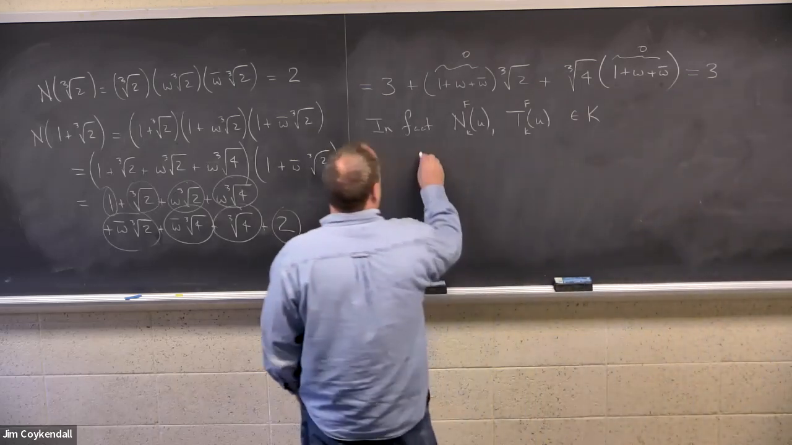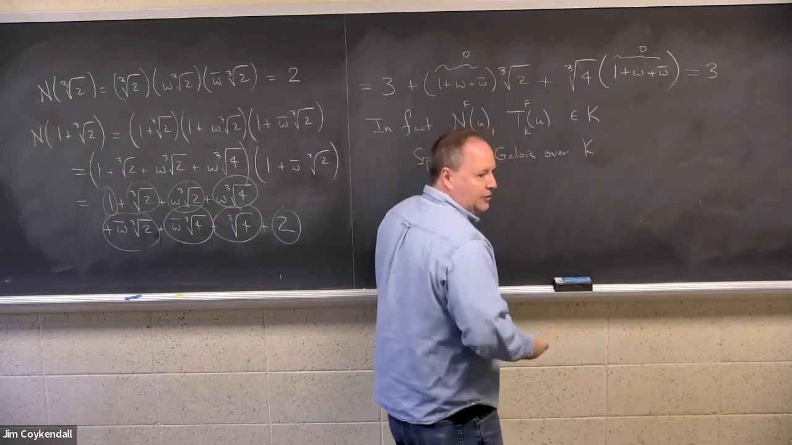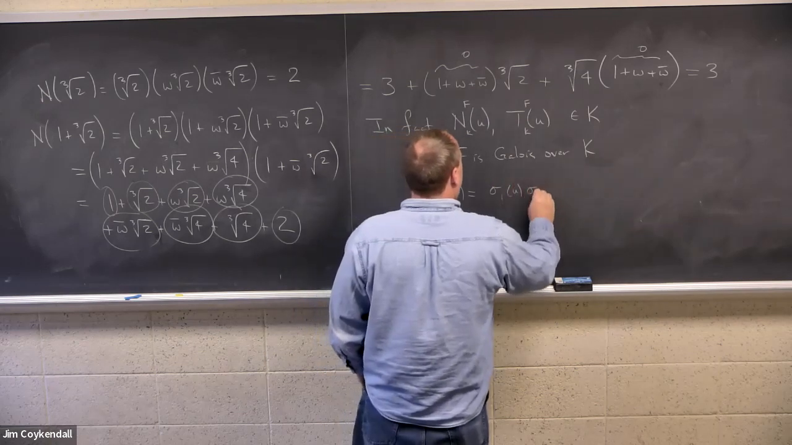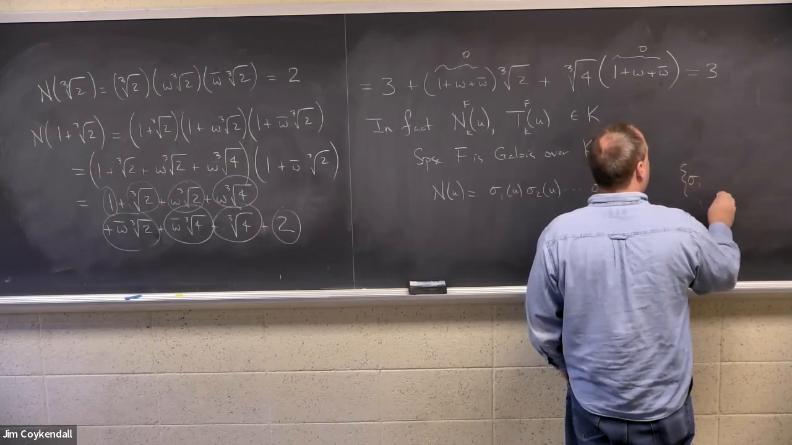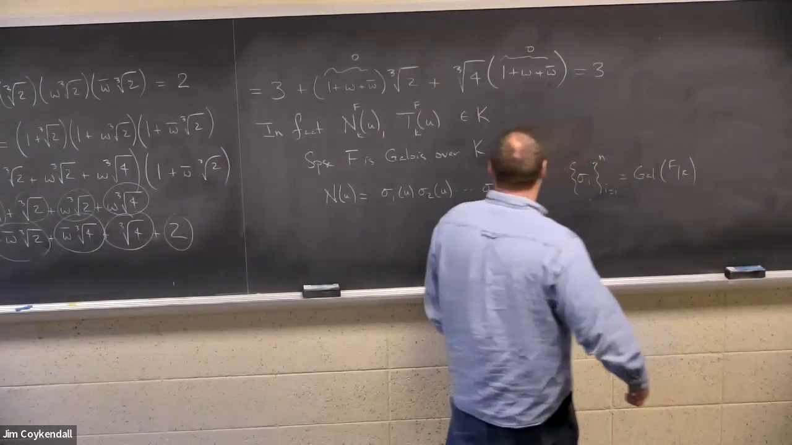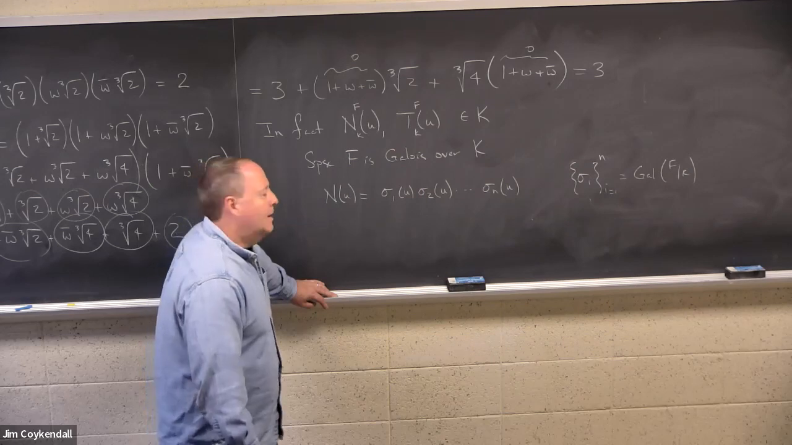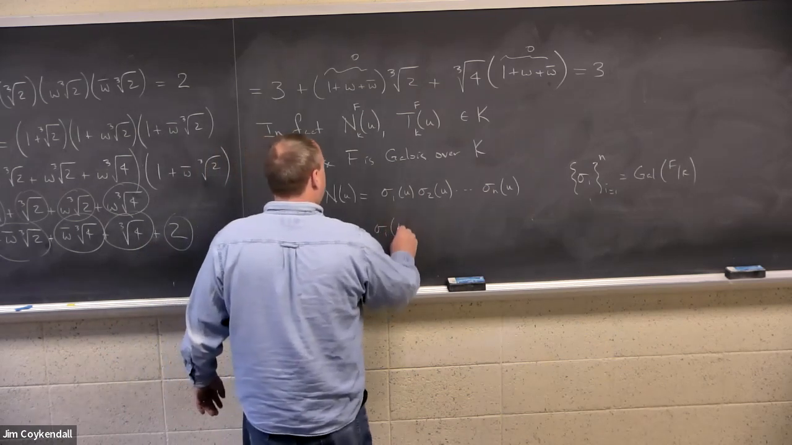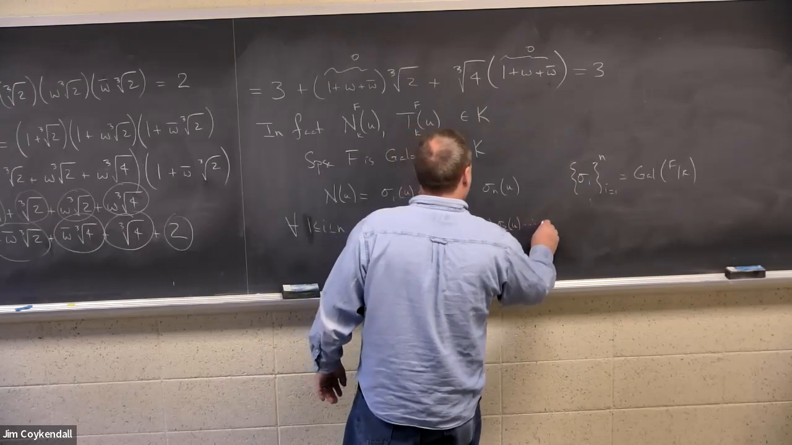But let's suppose that, and again, this generalizes, the norm of u is sigma 1 u, sigma 2 u, up to sigma n u, and the set of sigma i, i equals 1 to n, is the Galois group of A. Now, notice that for all sigma i, sigma i of the norm of u is sigma i of sigma 1 u, sigma 2 u, up to sigma n u.